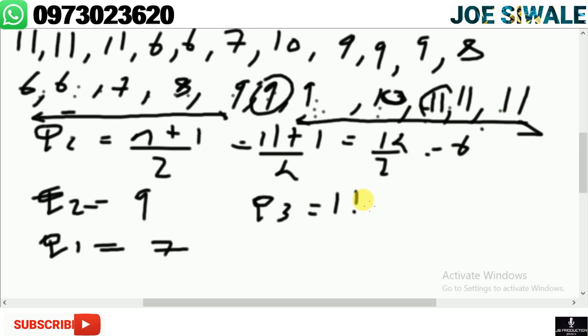So that's how you can find the lower quartile, the upper quartile, and the middle quartile if the total numbers of the data set is giving you an odd number. Let us look at another instance if the total number is giving you an even number.